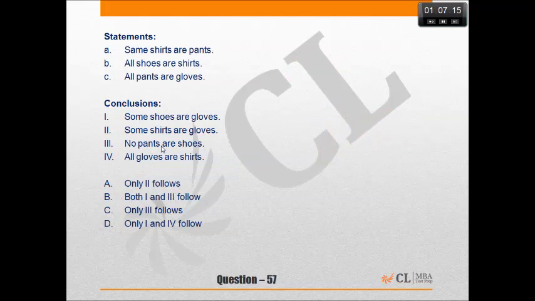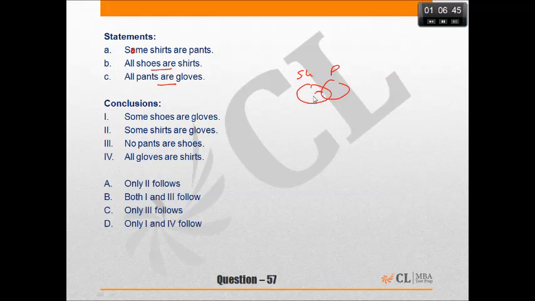Question 57. Some shirts are pants. All shoes are shirts. All pants are gloves. Conclusion: some shoes are gloves. Some shirts are pants. All shoes are shirts.